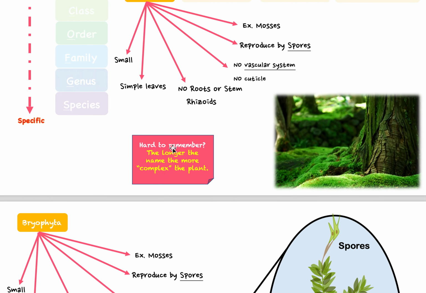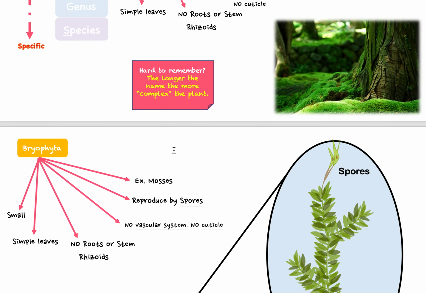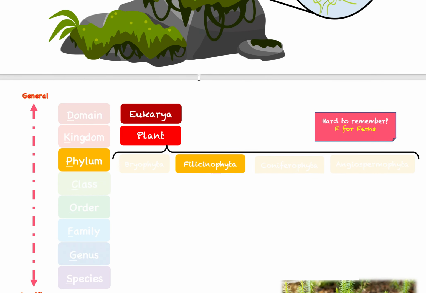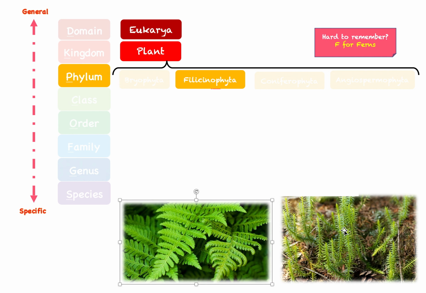And oh yeah, by the way, I forgot to show you this. In general, the longer the name gets, the more complicated the plant is. So Bryophyta is the shortest name, so it is the most simple plant, okay? As in general true. Okay, so the key example of what is under this group, the Filicinophyta, is ferns. These are called ferns, okay? You've probably seen these in a bunch of places. Ferns. They're slightly more complicated plants, right? And if you don't remember what goes under Filicinophyta, just remember F, Filicinophyta for ferns, okay? You need to know this key example.